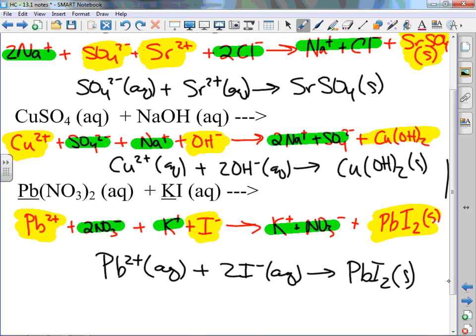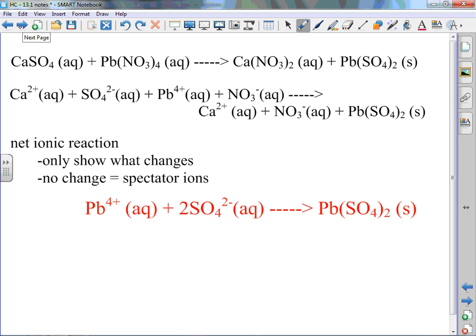So we've got formula equations, overall ionic, net ionic. The formula and the net are the two most important. Again, just one more big example here. Calcium sulfate plus lead nitrate makes calcium nitrate and lead sulfate. I do need to balance here, so a 2 and a 2. Okay.